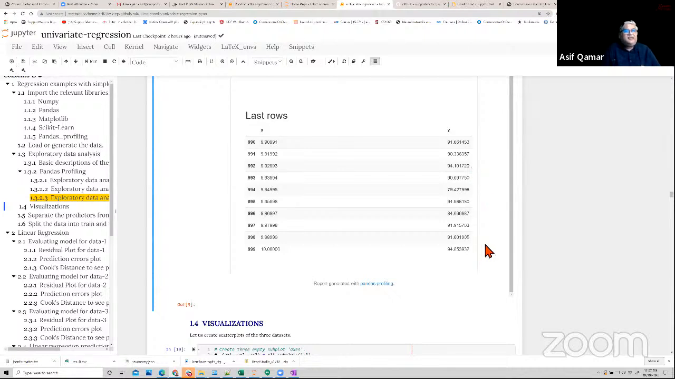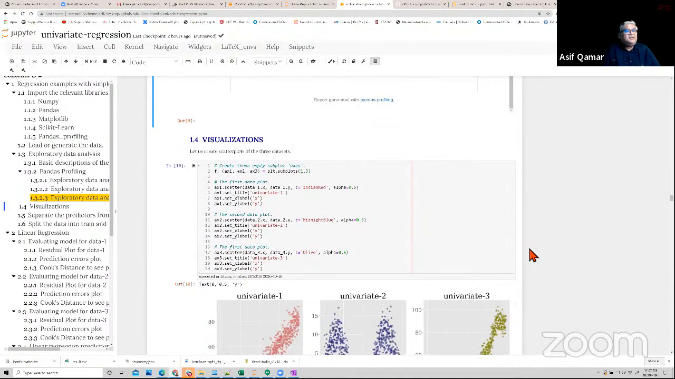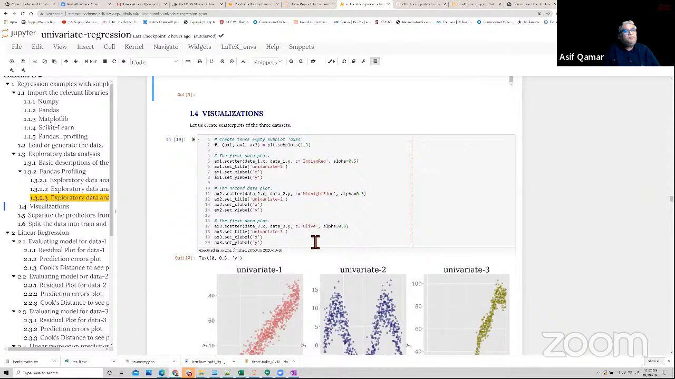So the next step here, therefore I'm paying attention to the exploratory data analysis part. This is the plotting part. The plotting actually is simple, but because I'm doing it, you notice that there are three paragraphs here. One paragraph for each of the plots.